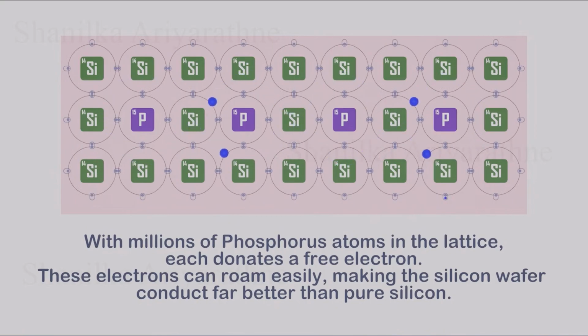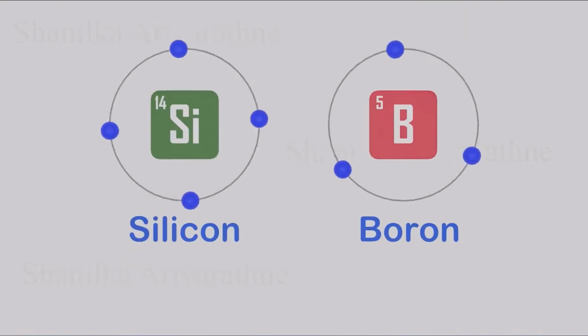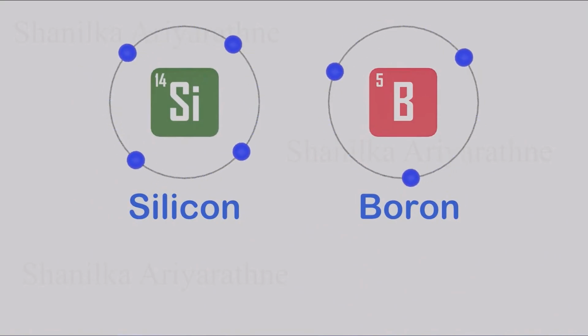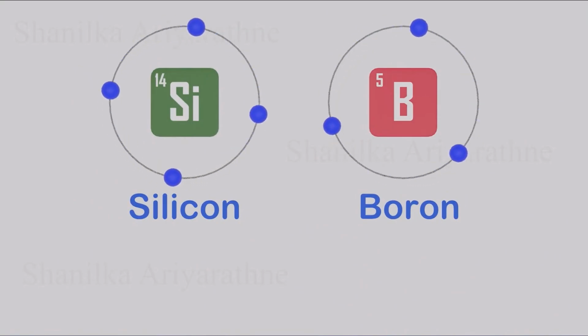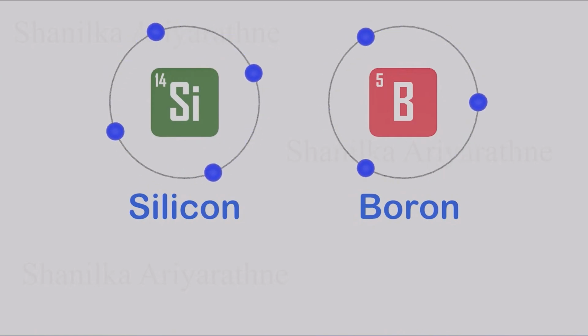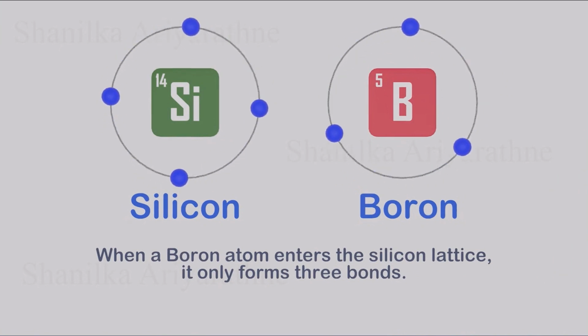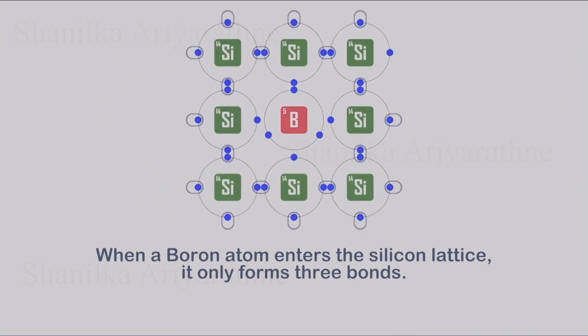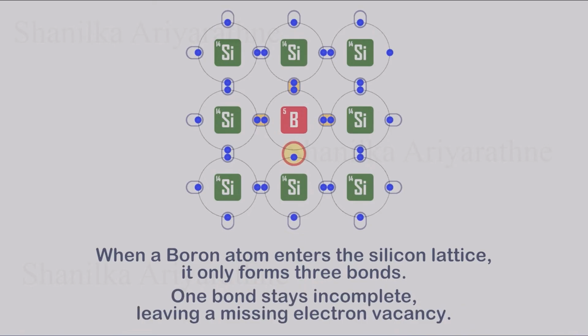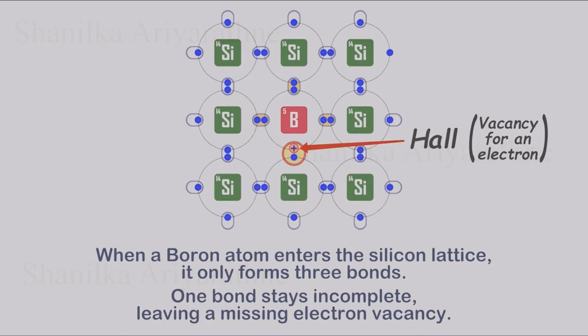There's another fascinating way to increase silicon's conductivity, this time by adding atoms that don't have enough electrons. Let's consider boron, which has only 3 valence electrons. When a boron atom is introduced into the silicon lattice, it's surrounded by 4 neighboring silicon atoms, each trying to form a bond. But with only 3 electrons to offer, one bond remains incomplete, creating a missing electron. Since electrons carry negative charge, this absence behaves like a positive charge. We call this missing electron a hole.